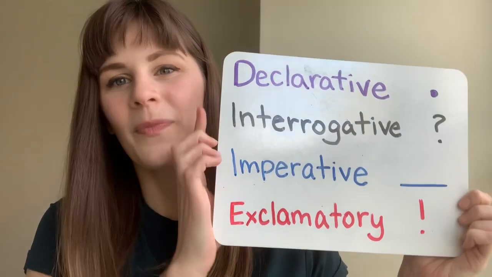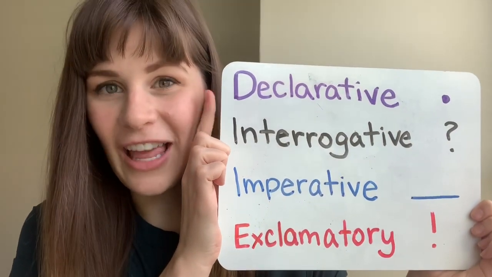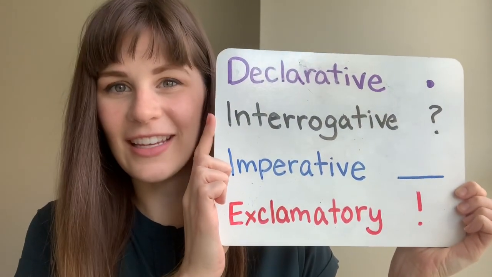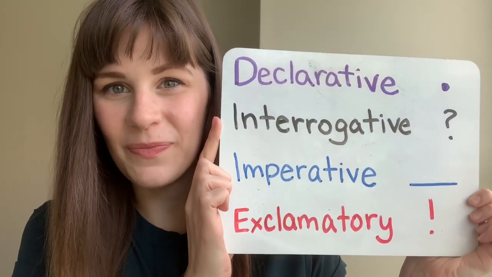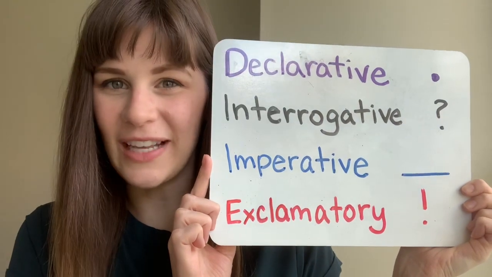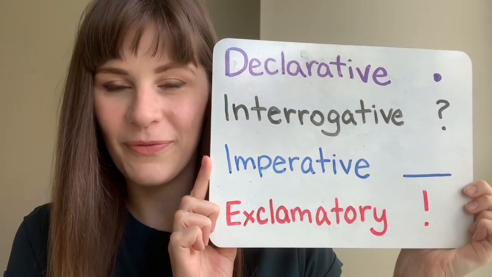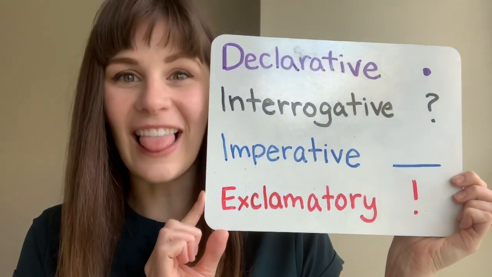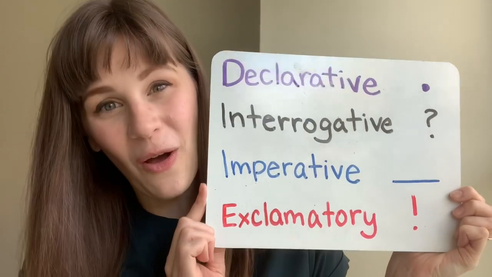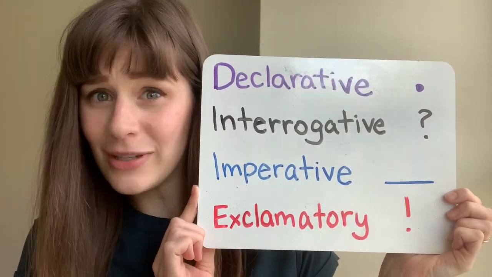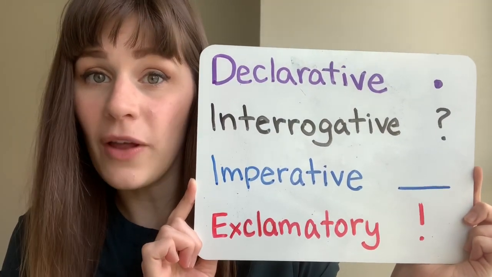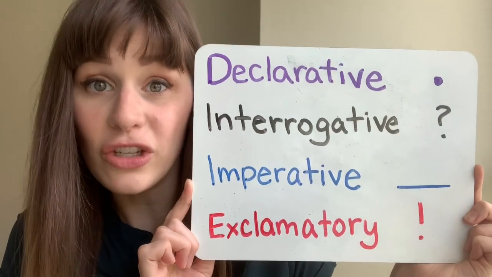by one. The first type is a declarative sentence. Declarative. The second is an interrogative sentence. Interrogative. The third is an imperative sentence. Imperative. The last is an exclamatory sentence. Exclamatory. So again, these are all very big words and we don't use them very often in English, but I wanted you to be introduced to what these types of sentences are actually called.